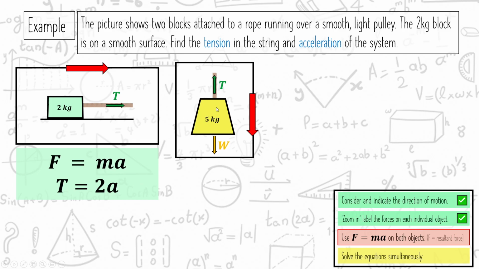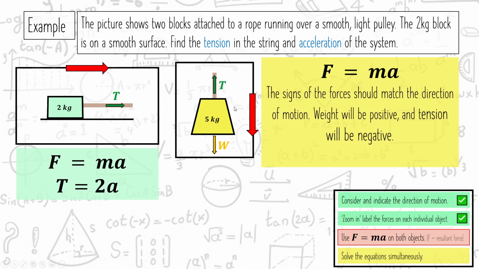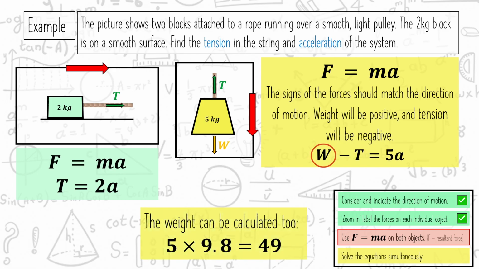For the 5 kilogram object, we've got the weight acting downwards in the direction of motion, so that's going to be positive, and the tension is acting in the opposite direction of motion, so that should be negative. So we're going to replace F with weight take away tension, and we can replace m with 5. We can also replace the weight with 49 newtons.